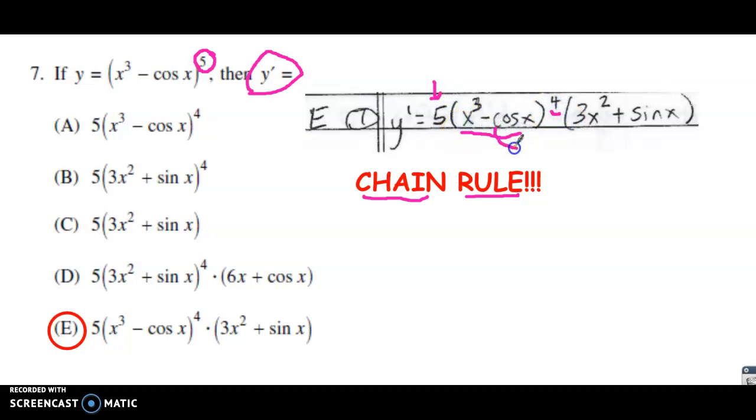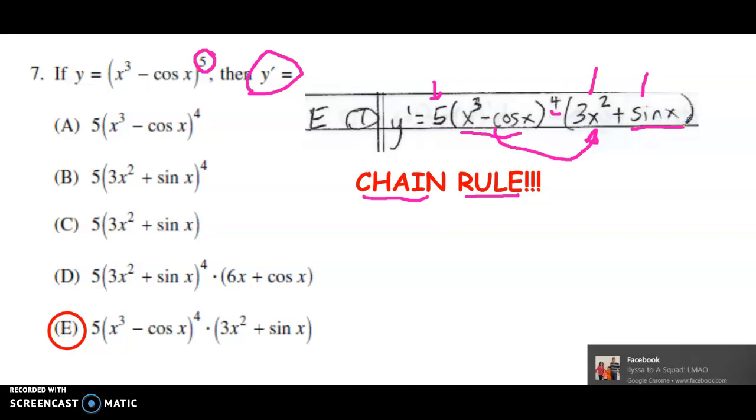Then we're going to take the derivative of the inside, and the derivative of x cubed is 3x squared, and the derivative of negative cosine x is sine x. So remember, this is one that you could easily select the wrong answer. When you take the derivative of sine, wait a minute, we're taking the derivative, sorry. I'm getting myself mixed up with the anti-differentiation. So yes, the derivative of cosine is negative sine.